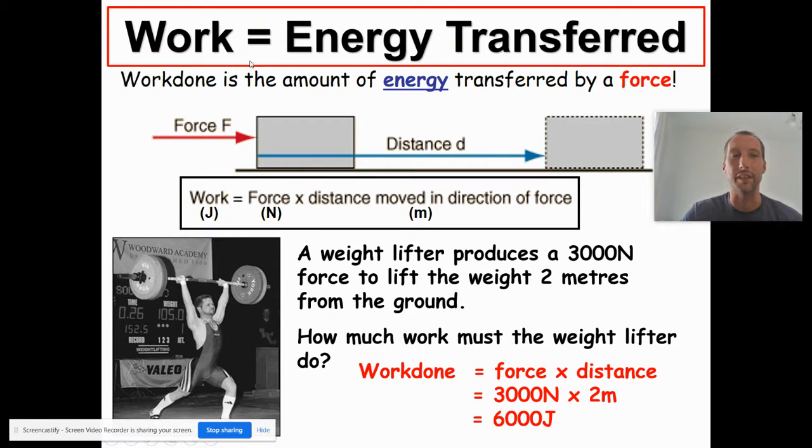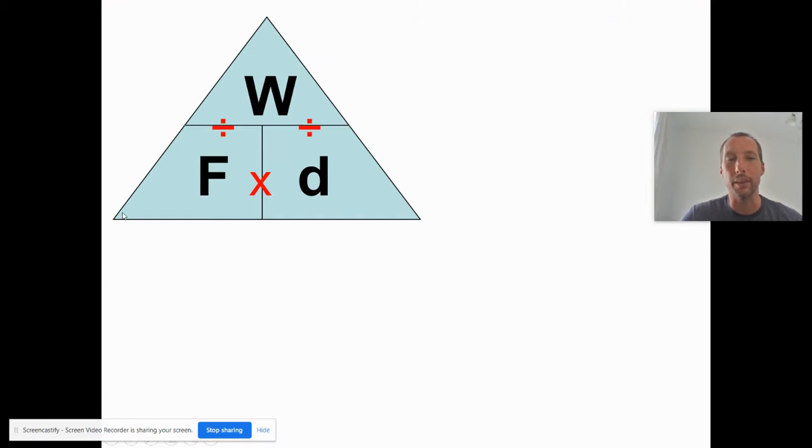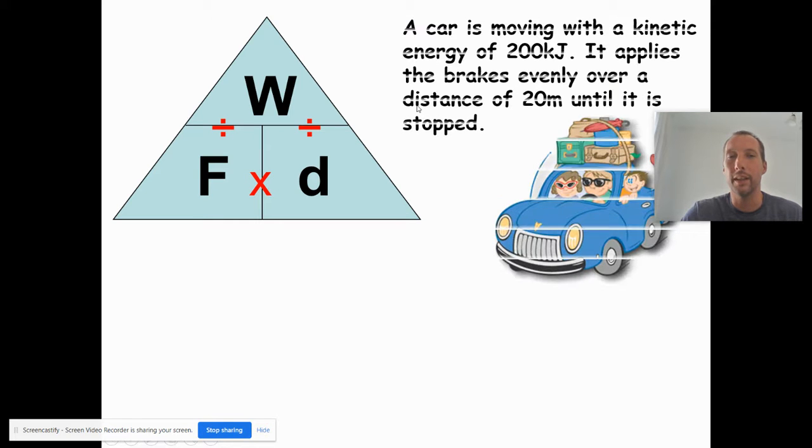So the key thing to get from this: work is the same as energy transferred. They both mean the same thing, but work is the amount of energy transferred by a force. And we've got this formula here which you need to use in calculations. Let's do a slightly harder example of this. I've put it into a triangle here. I know that a lot of you are going to remember these from last year, where you had to learn about 6 or 7 energy triangles for your end of unit test as well. So W is work, F is force, D is distance. As long as you get W on top of the triangle, it doesn't matter which way F and D go round.